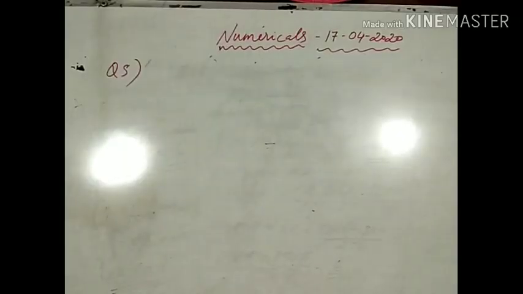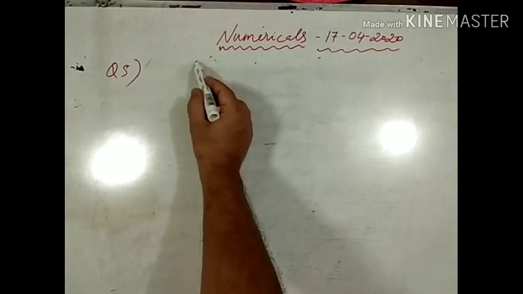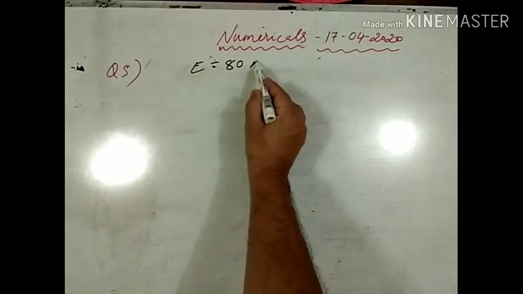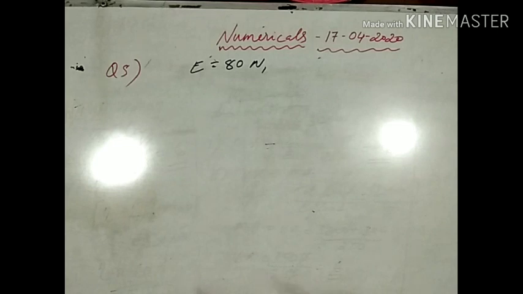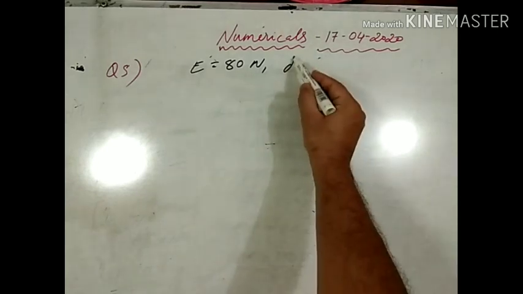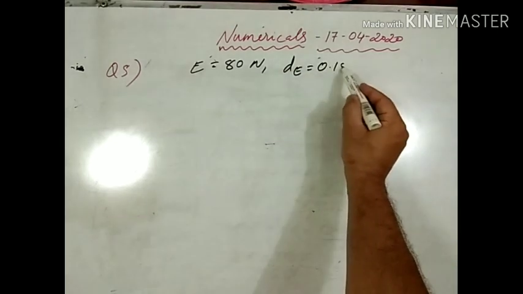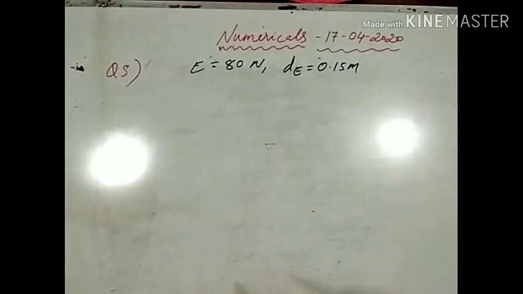Now let us solve question number 5. Whenever you get a numerical problem, we have to read the problem again and again and note down the values given. What are the values given? A machine is operated by an effort of 80 Newton. Effort is equal to 80 Newton. Acting downward and moving through a downward displacement of 0.15 meter. Displacement of effort is equal to 0.15 meter. Load of mass 10 kilogram.